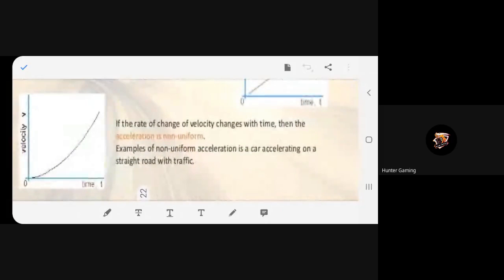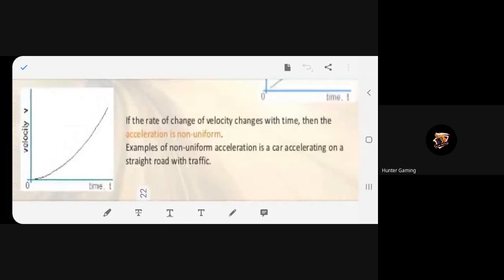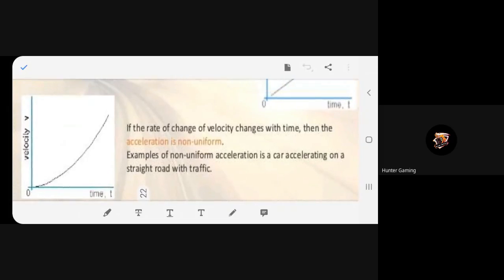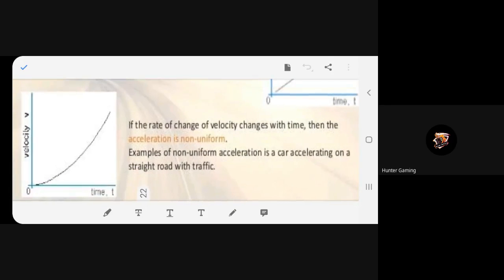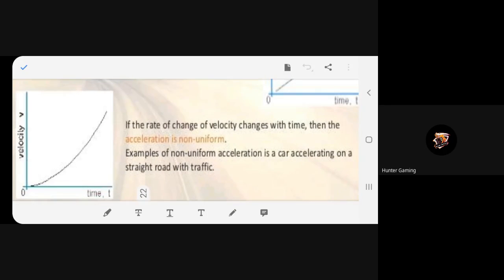Now see the other one. We are going to differentiate between uniform acceleration and non-uniform acceleration. If the rate of change of velocity changes with time, then the acceleration is non-uniform. An example of non-uniform acceleration is a car accelerating on a straight road with traffic. Hope you have understood the difference.